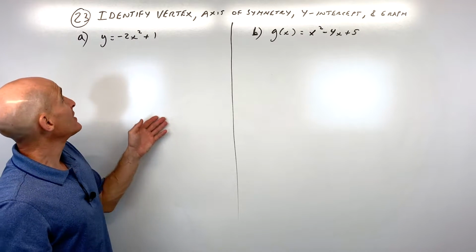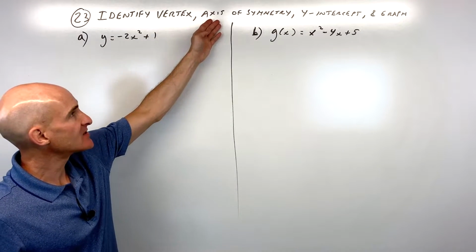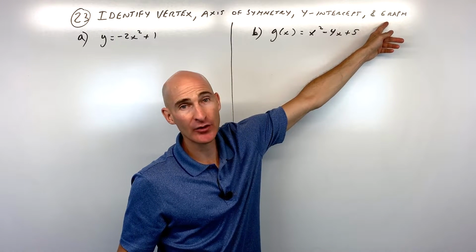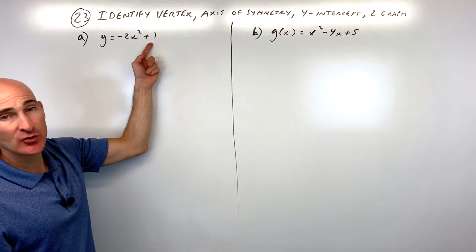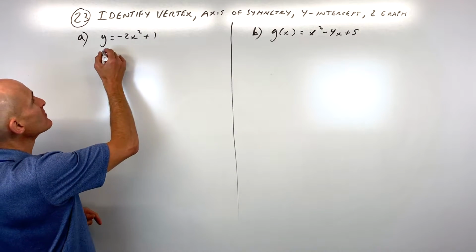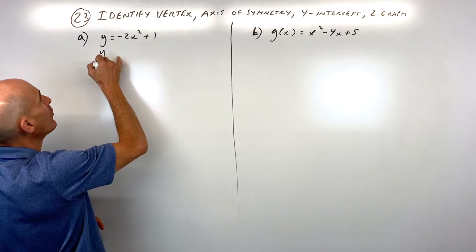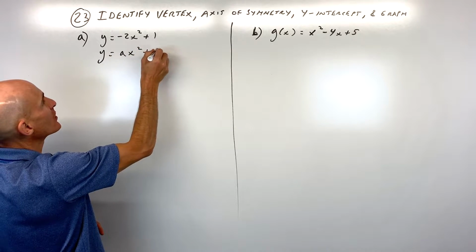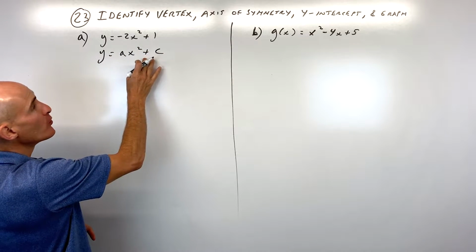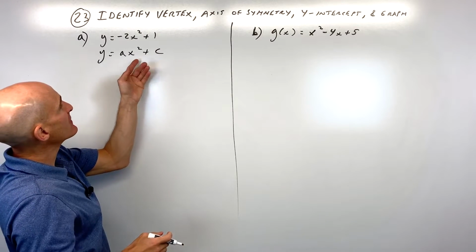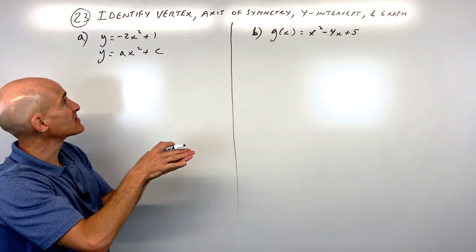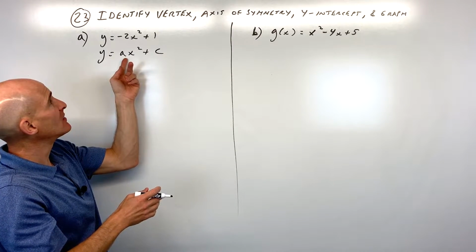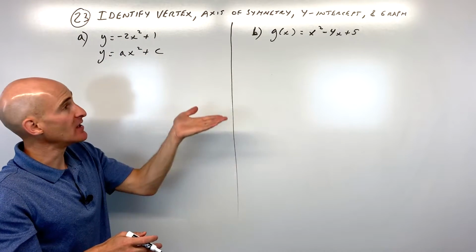Okay, number 23, it says identify the vertex, the axis of symmetry, the y-intercept, and then graph. We've got two problems here. For letter A, y equals negative 2x squared plus 1. What you'll notice about this one is, see how it's in the form y equals ax squared plus c? There's no b value. So what that tells you is that this graph is just being either stretched or compressed or reflected if it's negative, and then the c is shifting it up and down.